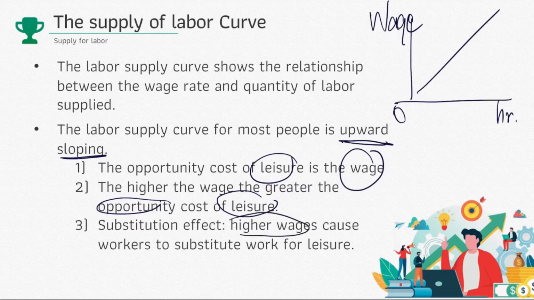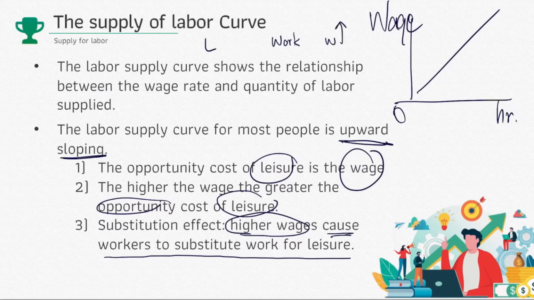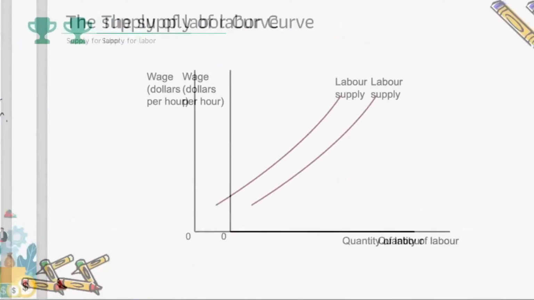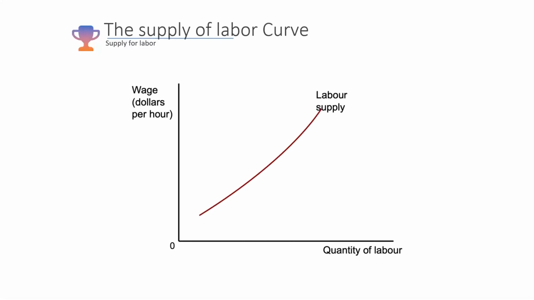And the last one, the substitution effect: a higher wage causes workers to substitute work for leisure, right? Because leisure and work are substitutes. If the wage increases, then working increases and leisure decreases, right? So this is the supply of labor curve.